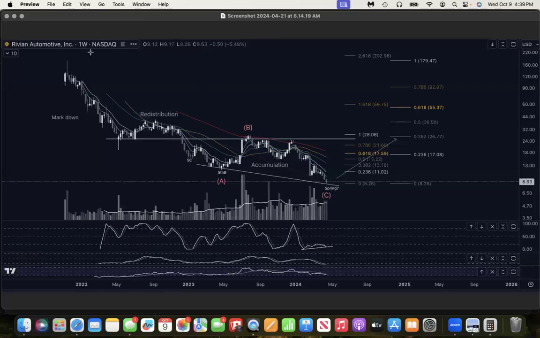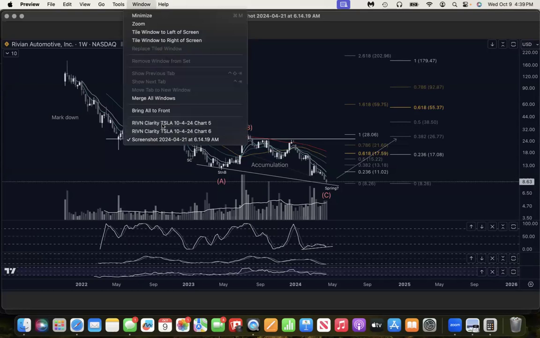Rivian, we're looking at the all-time weekly here. Rivian marked down right after IPO, went through a redistribution process, only then to come down, mark down again into this accumulation zone here. When the spring was set, we could see, and we did highlight, all of these moving averages expanding away from each other. We've talked throughout the year about how as moving averages expand, we should expect a return to the mean, or a constriction of the moving averages back to the longer term moving averages.